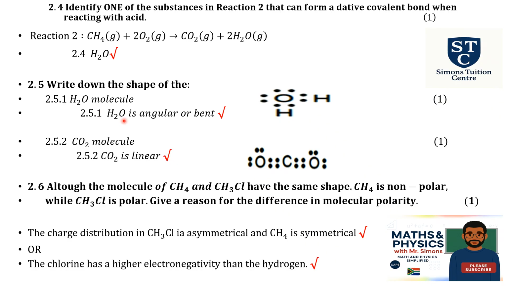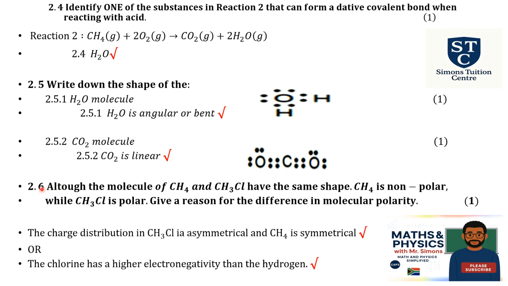Write down the shape of the H2O molecule. So H2O, oxygen central atom, 6 valence electrons, 2, 4, 6. One from hydrogen and one from hydrogen, and as you can see, that is angular or bent. 2.5.2 CO2 molecule. CO2 is linear. As you can see, we did in the previous, it combines in one straight line, therefore it's considered to be linear. So we need to know our shapes because that's an exam question.